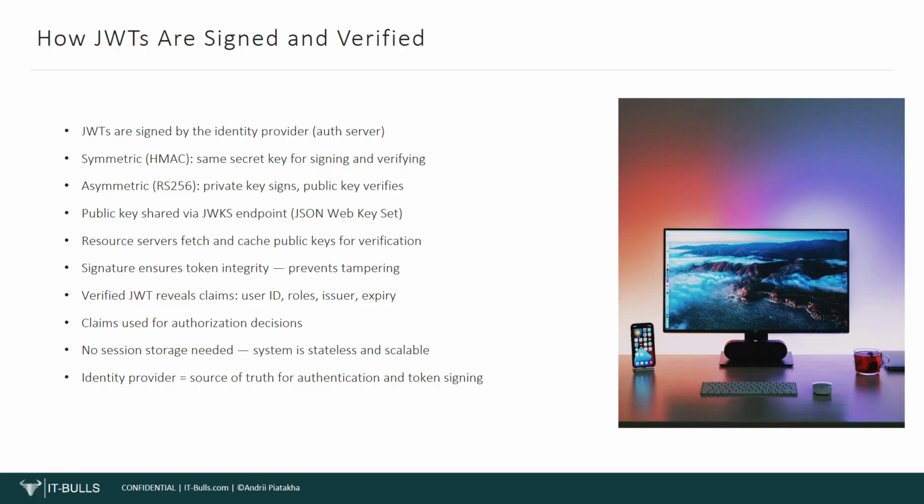Now, how does the resource server get the public key? Typically, the identity provider exposes a JWKS endpoint, a URL that serves the public keys in a standard JSON format. The application fetches this key, caches it, and uses it to validate the signature of incoming tokens.